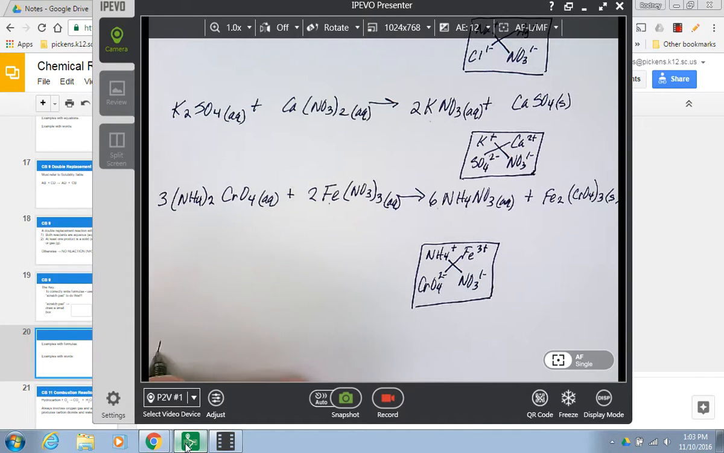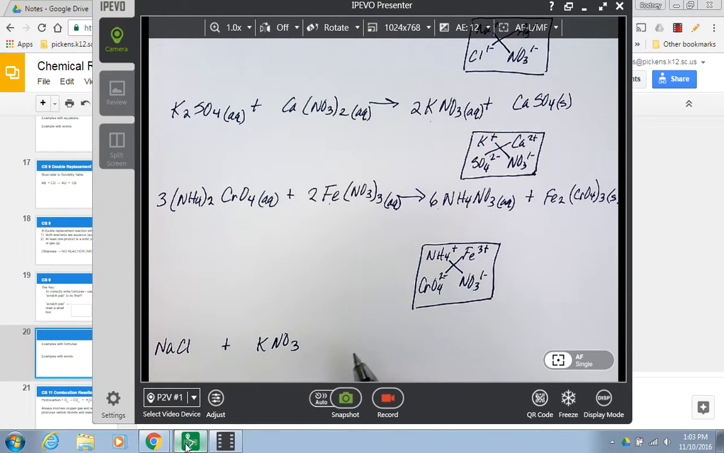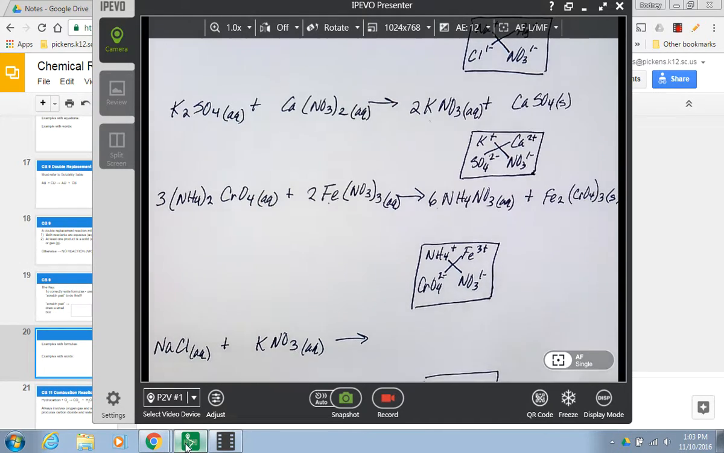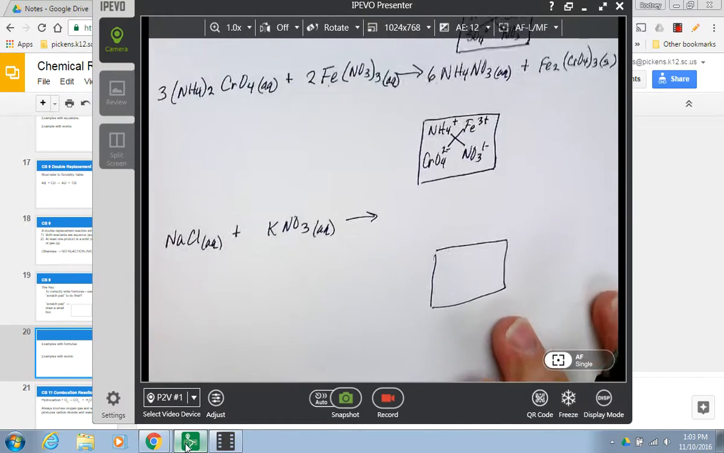Let's do NaCl plus KNO3. Okay, KNO3. So we do this one, and sodium chloride is aqueous. All right, potassium nitrate is also aqueous. So that meets the first condition. Now we do our little scratch pad. Okay, move this up so you can see it better.